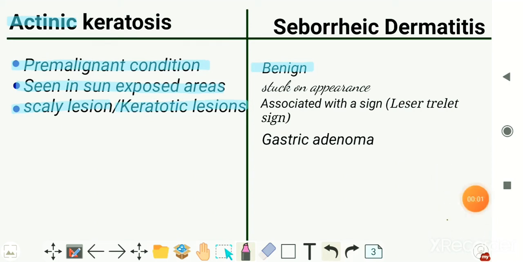In seborrheic dermatitis, the lesions give a stuck-on appearance, and seborrheic dermatitis is associated with a sign which is known as Leser-Trélat sign. And this Leser-Trélat sign is further associated with gastric adenocarcinoma.